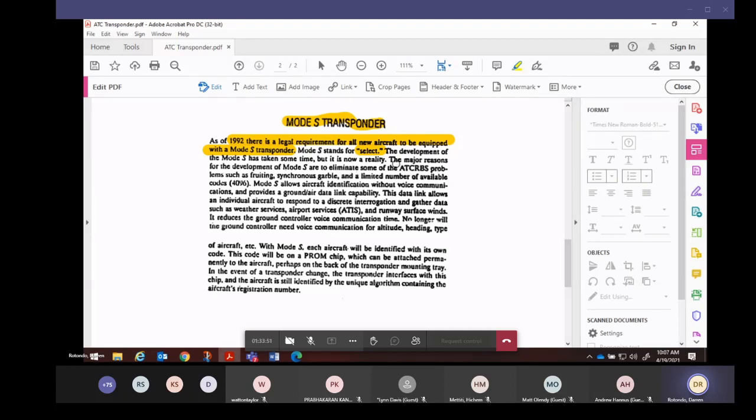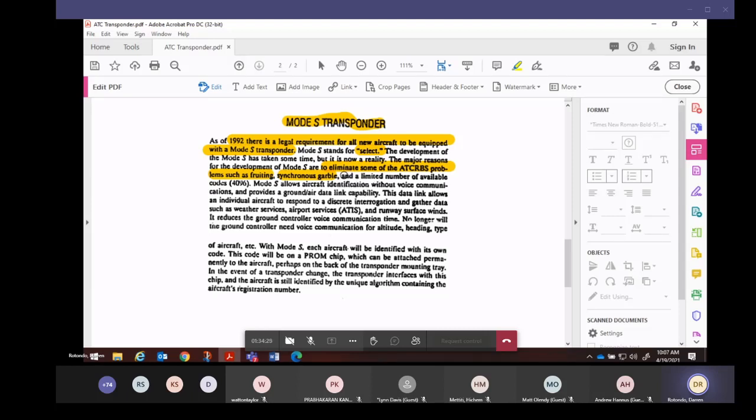It says the major reason for the development of the Mode S transponders was to eliminate some of the problems associated with the air traffic control radar beacon system, such as fruiting and synchronous garble. So that's what they're talking about, is they're seeing stuff on their screen. It's garbly-goop. Okay, it's false reporting, and it's ground clutter, people testing transponders on the ground and whatnot.